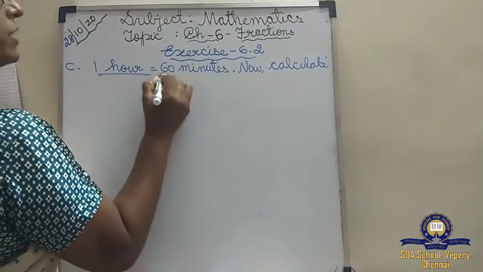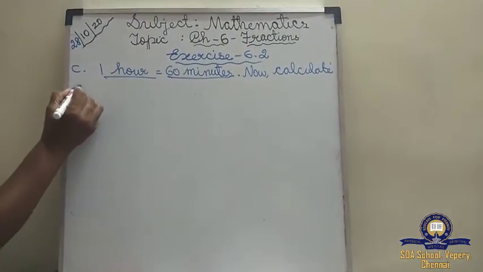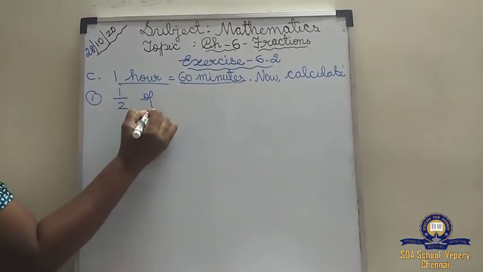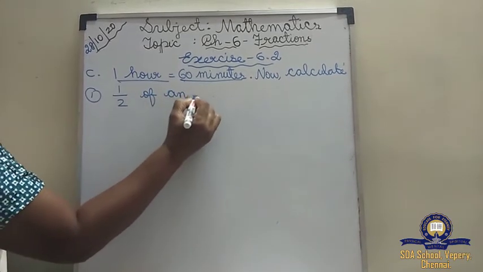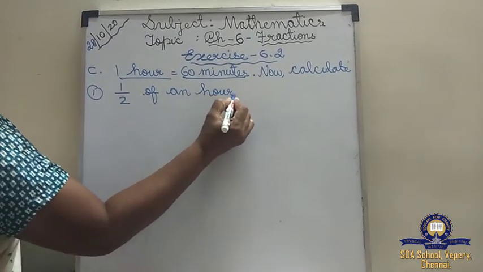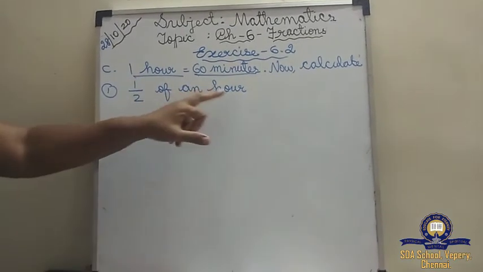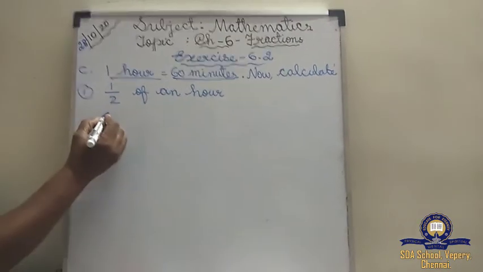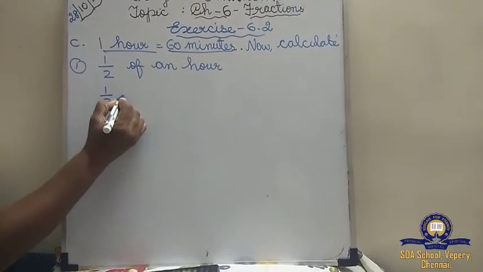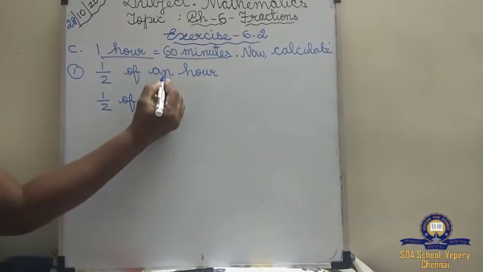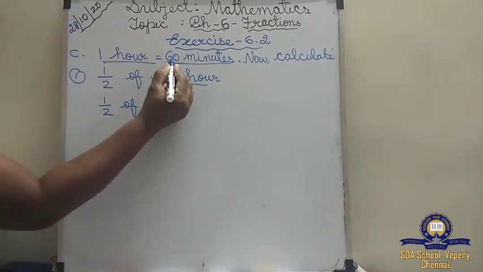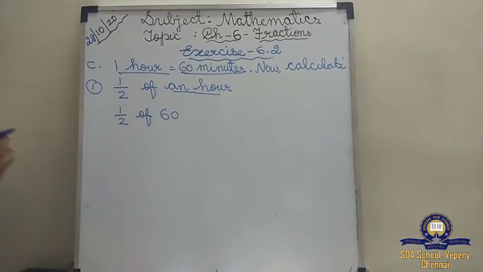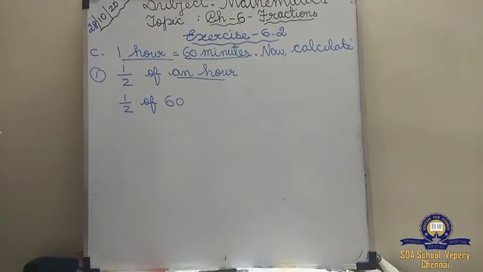See, 1 hour is equal to 60 minutes. So the first sum, 1 by 2 of an hour. An hour means what, children? An hour means 60 minutes. So for 1 by 2 of an hour, what do you have to write instead of an hour? 60. So 1 by 2 of 60.